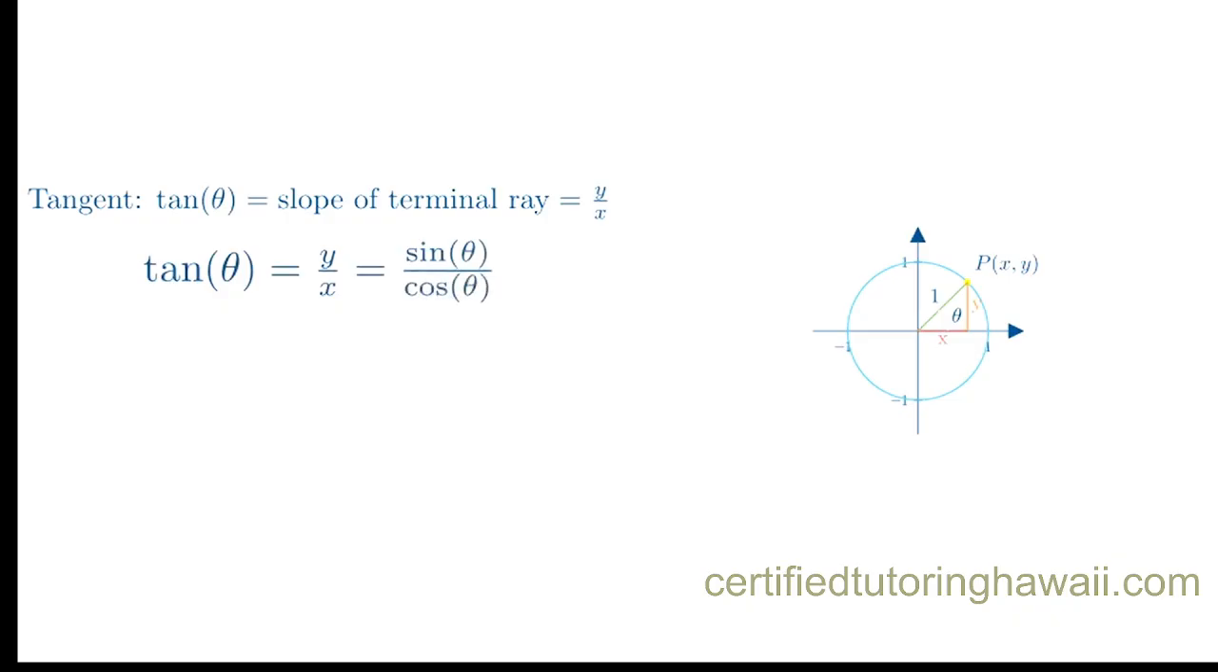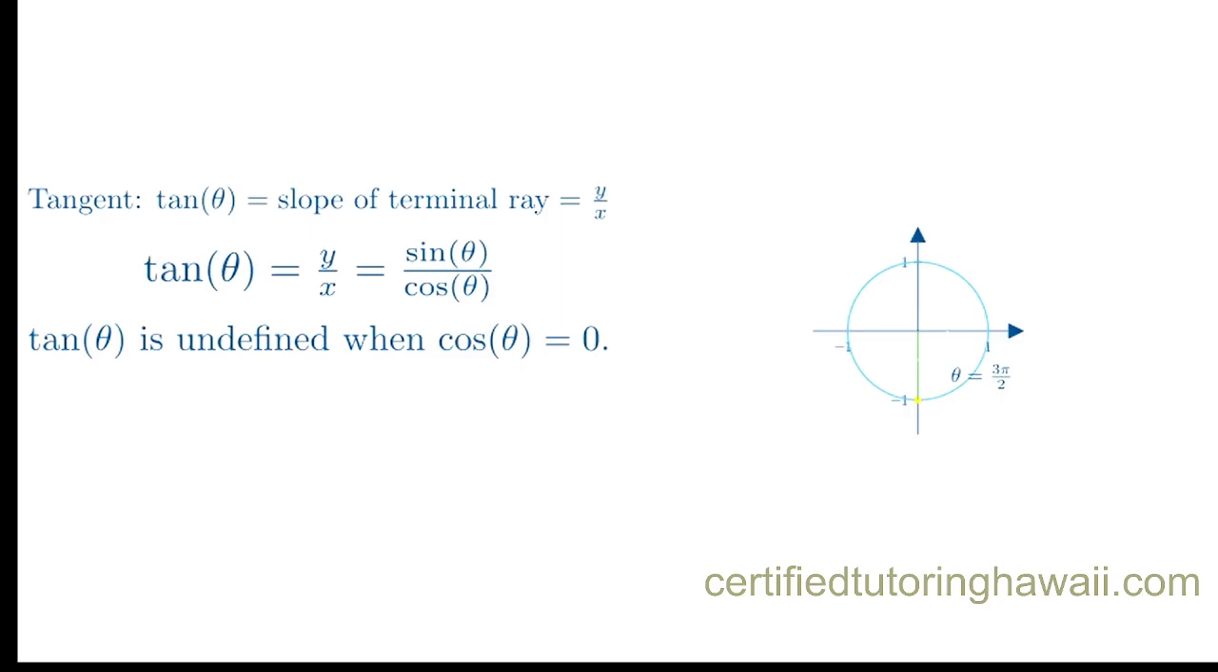An important consequence of this is that tangent is undefined whenever cosine is 0. Where is cosine 0? At pi over 2, or 90 degrees, and at 3 pi over 2, or 270 degrees. At these angles, the terminal ray is vertical, and the slope is undefined, so the tangent is also undefined. Let's put this into practice and find the exact values for some common angles. Our goal is to determine sine, cosine, and tangent using the unit circle.